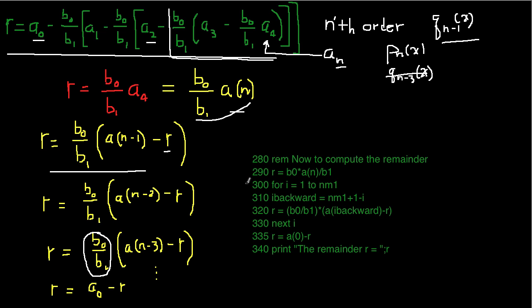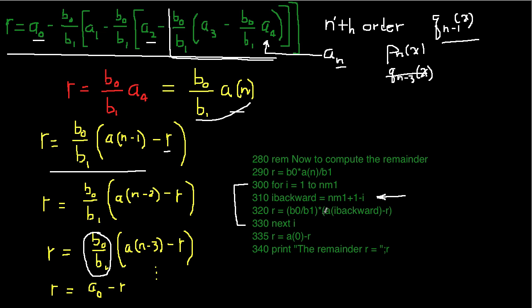Then I go into my for loop. My for loop runs from here all the way down to here. I go from I equals 1 to n minus 1. Remember that nm1 was a variable that I previously defined to be n minus 1. Now I do something that should be familiar to you right here. I generate this variable I call I backward. I backward is nm1 plus 1 minus I. So for example, when I equals 1, I backward is equal to n minus 1. When I is equal to 2, I backward is equal to n minus 2.